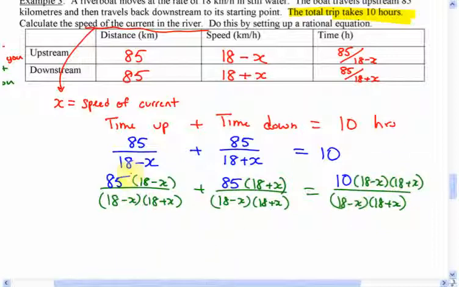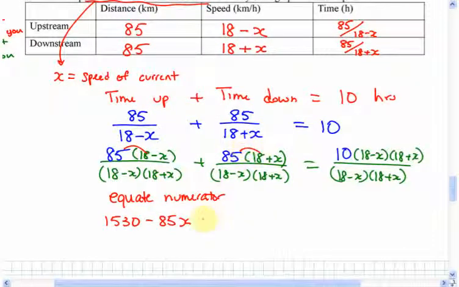What's 85 times 18? 1530. Okay, thank you. So just go ahead and now it's just algebra, so I hope this part's straightforward for most of you. 85 times 18 is another 1530. This time it's plus 85x. And then on the right-hand side, I've got 18 squared. That's 324. That's a difference of squares. So that's minus x squared.